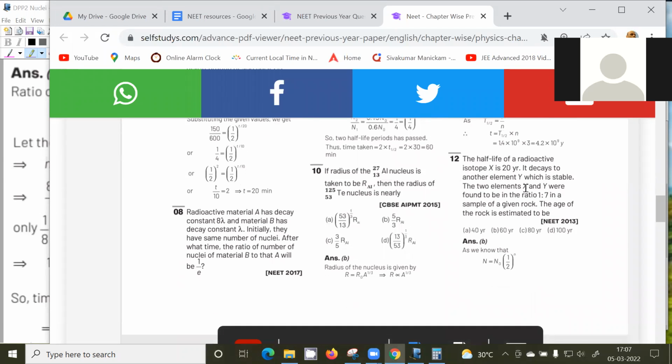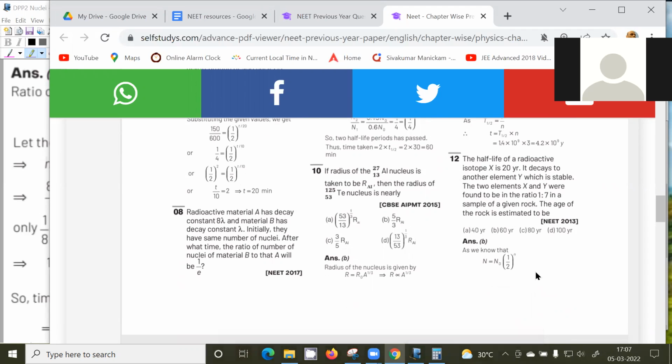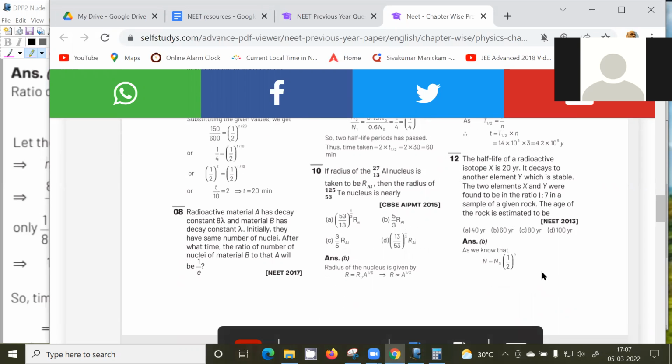This one: the half-life of a radioactive isotope decreasing to another element, X, which is stable. What we did, no? Exactly the same. Here the problem is the same, but the answer we have to find is different. Half-life is 20 years. The age of the rock is estimated to be.